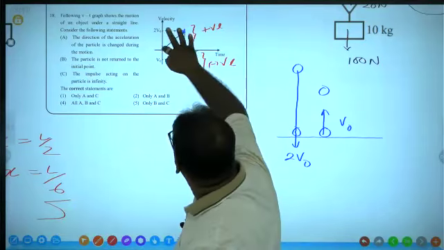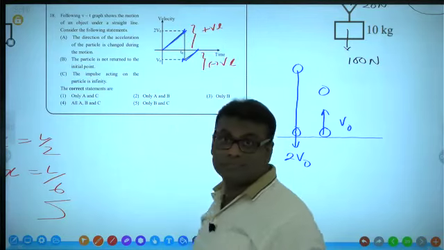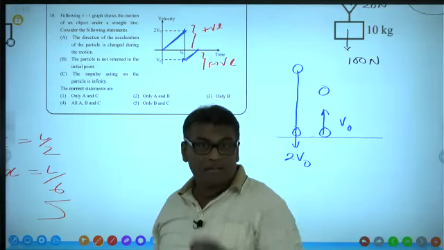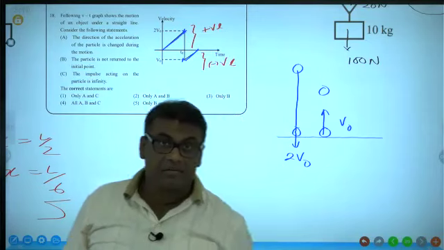Do you see this? This one is parallel to this one. Both the lines are parallel, so the same acceleration results.